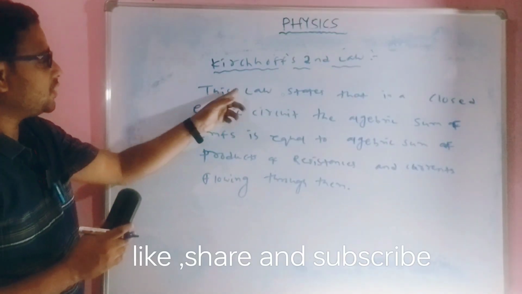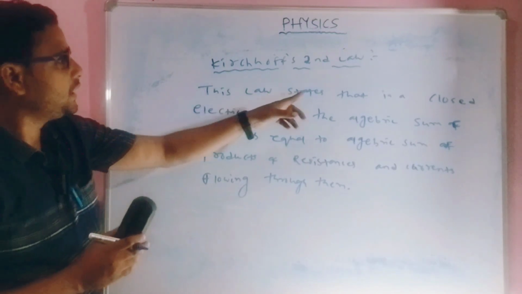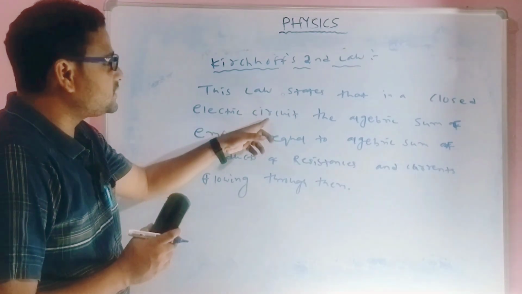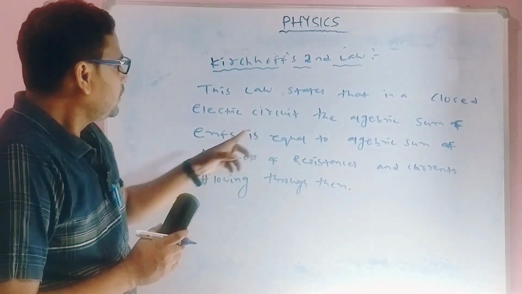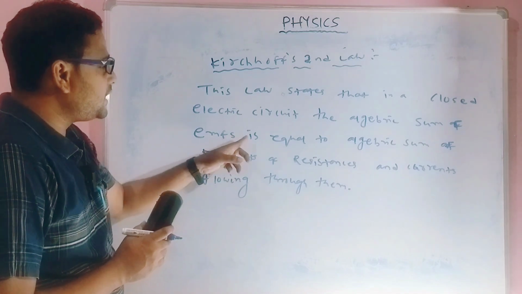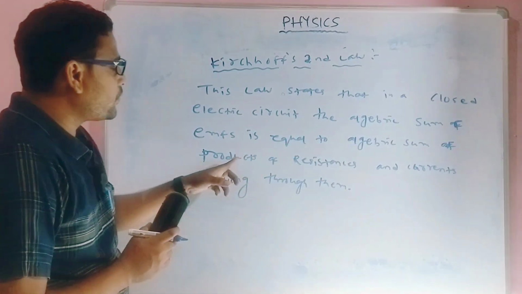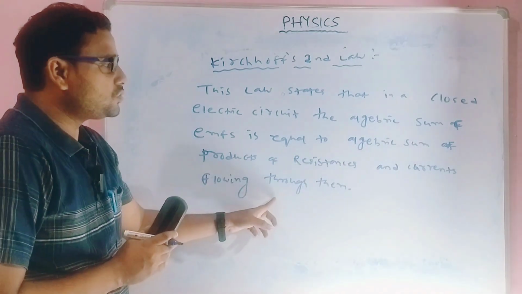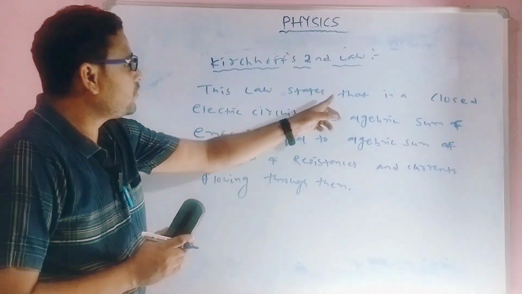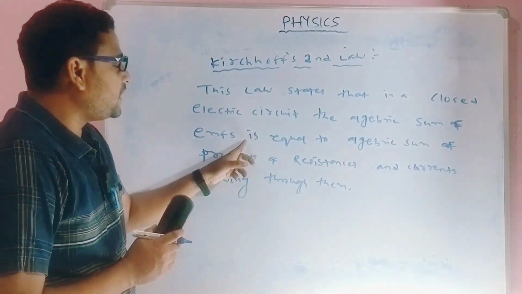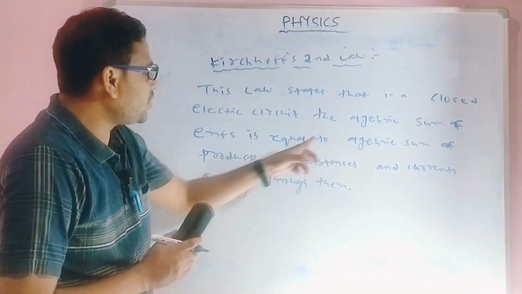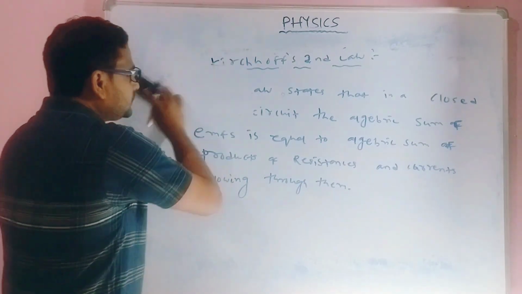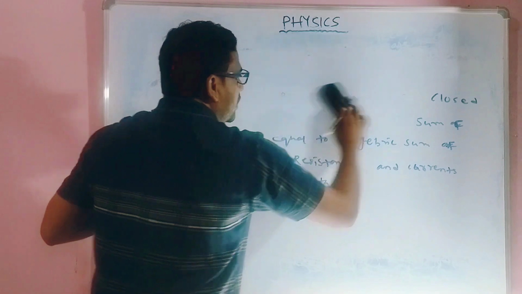Kirchhoff's second law states that in a closed electric circuit, the algebraic sum of EMF is equal to the algebraic sum of product of resistances and currents flowing through them. Okay, students, are clear? Like here, this law is also called Kirchhoff's voltage law, KVL.